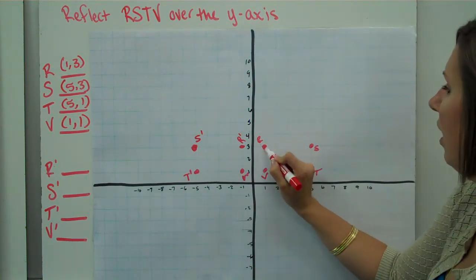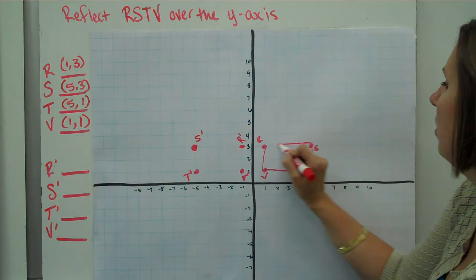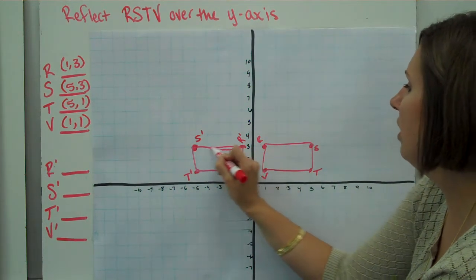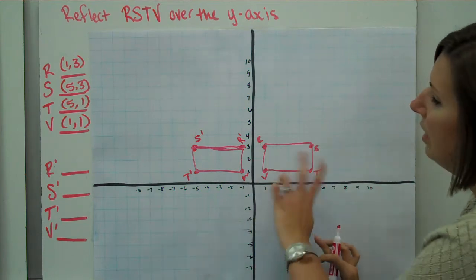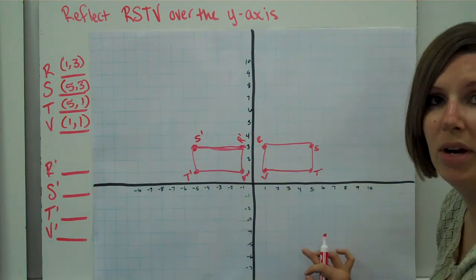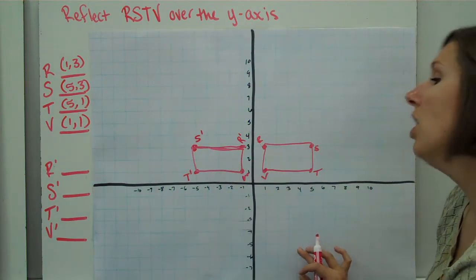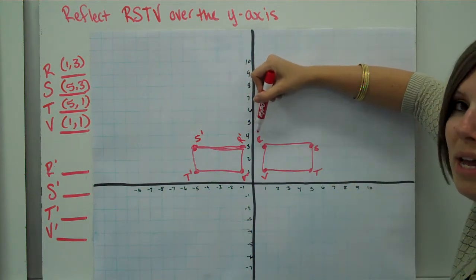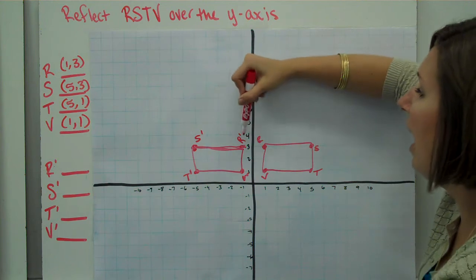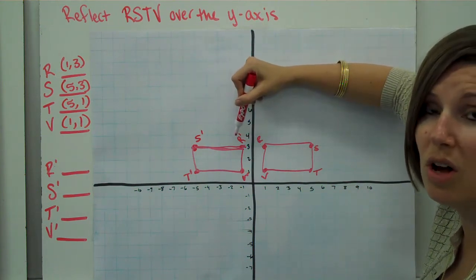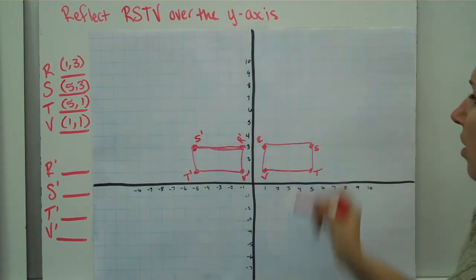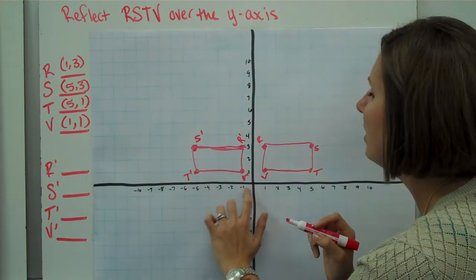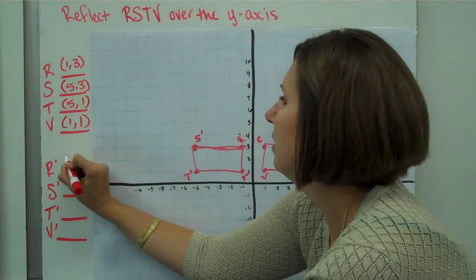So look here, I've got this rectangle. Now I have my new rectangle. Whoops. And one is just flipped. Okay? It's a reflection. Notice that my R and V are the closest to the y-axis on the right, and they're also just as close on the left. So that's very important. Now I need to record my new points. My new R was -1, 3.